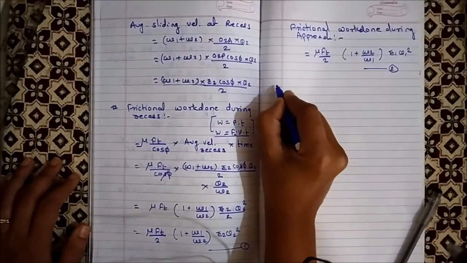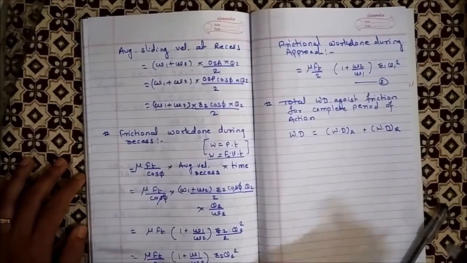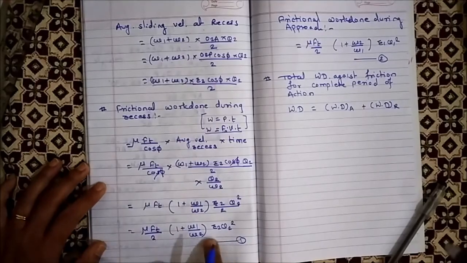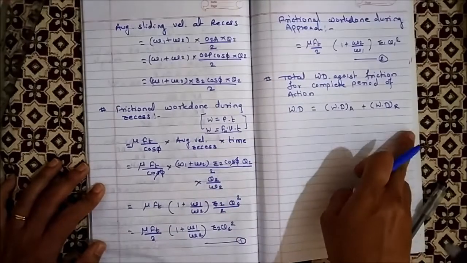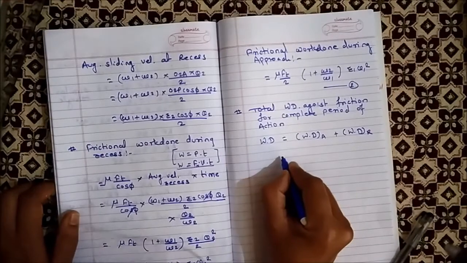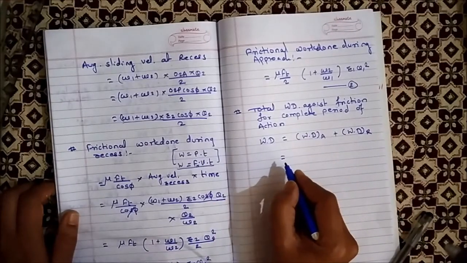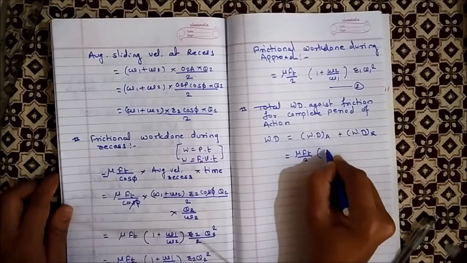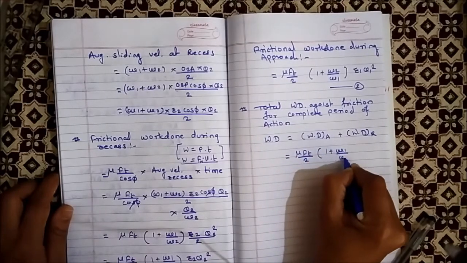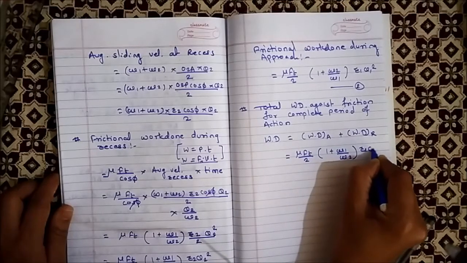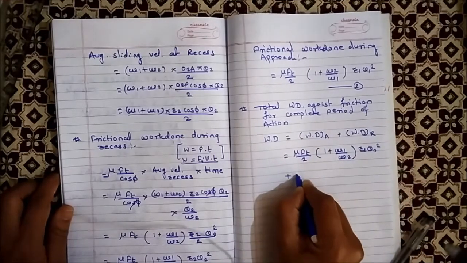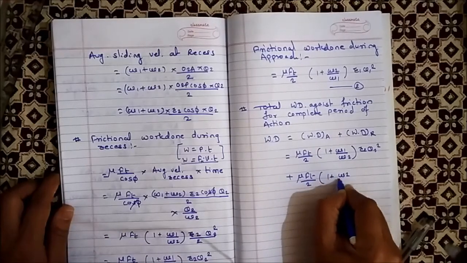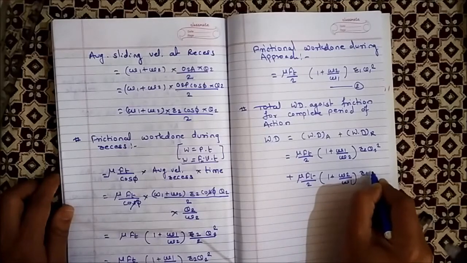Now when we want the total work done, it is the addition of the frictional work done during recess and the frictional work done during approach. So let's add equation 1 and equation 2. So it becomes mu Ft by 2 into 1 plus omega 1 upon omega 2 into R2 theta 2 square, plus mu Ft by 2 into 1 plus omega 2 upon omega 1 into R1 theta 1 square.